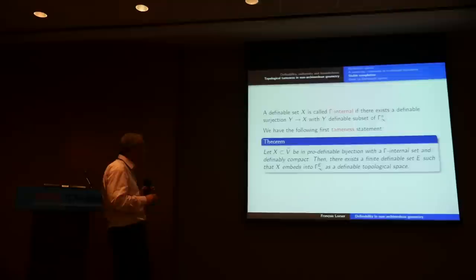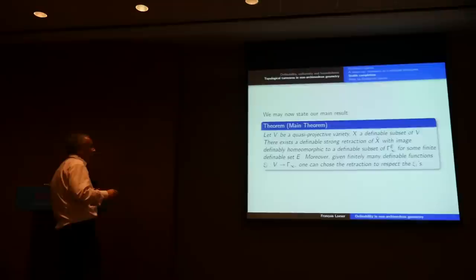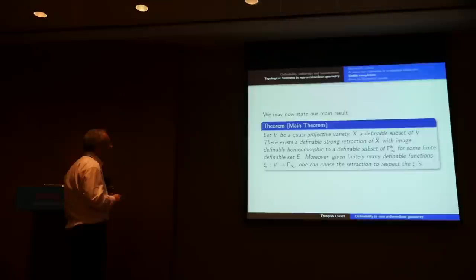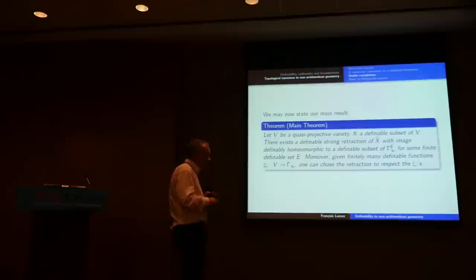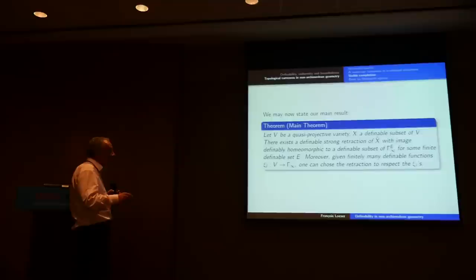And this is our main theorem. So we start with a quasi-projective variety and a definable subset. Then there is a definable strong retraction of its hat onto a subset which is definably homeomorphic to a definable subset of some power of gamma. So this is, so to speak, an object that belongs to piecewise linear or affine geometry. It's not actually really gamma to some power. The power is itself a finite set which is definable. This is to take account of Galois actions.